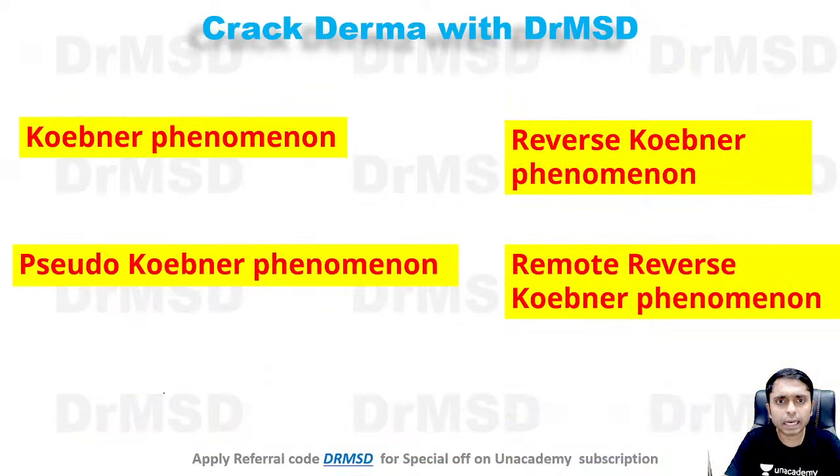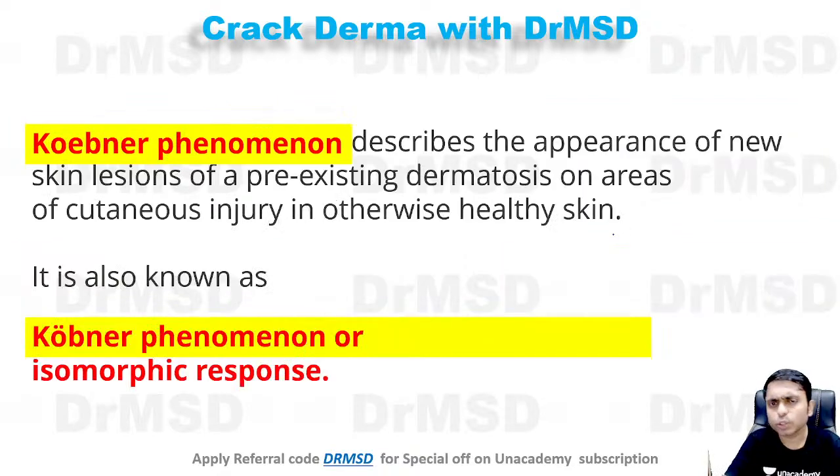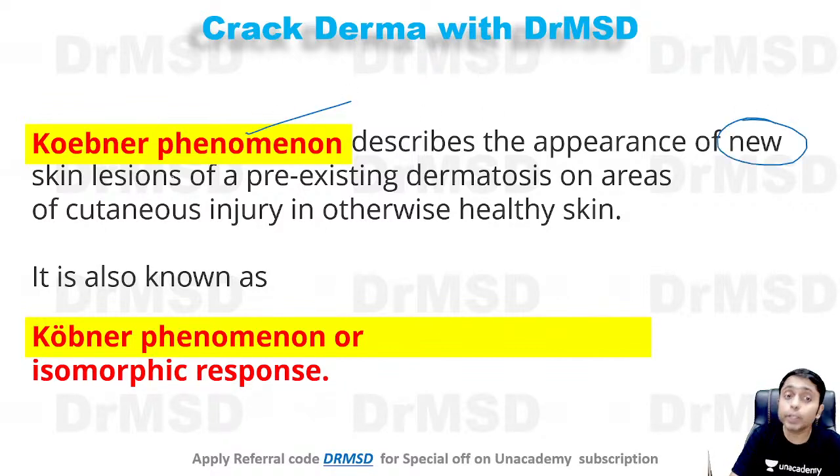So now let us see what all these phenomena are. Kobner's phenomenon, pseudo Kobner's, reverse Kobner's, and remote reverse Kobner's. These are some of the terms which you must have an idea about. Kobner's phenomenon basically describes the appearance of new lesions of a pre-existing dermatosis on areas of cutaneous injury in otherwise healthy skin.